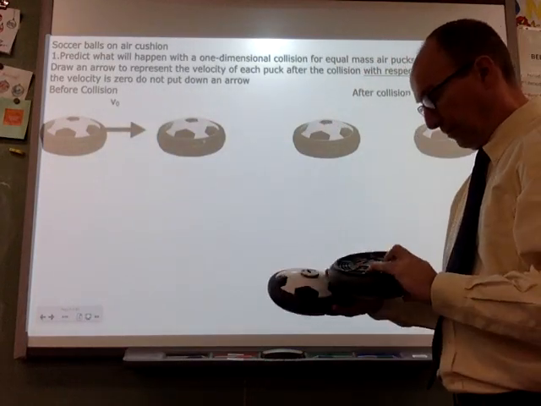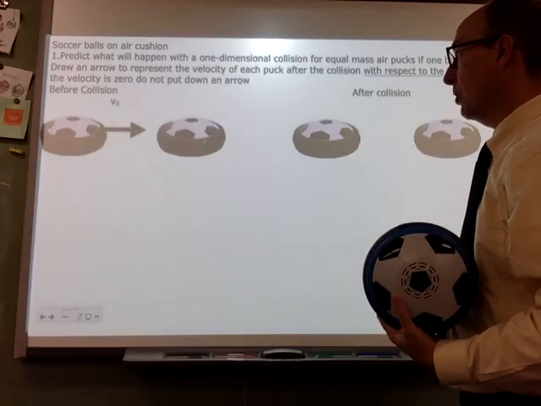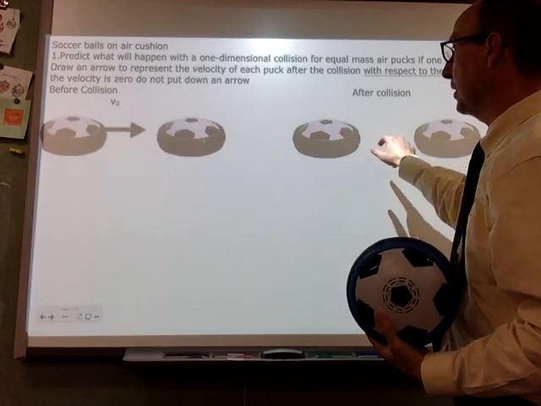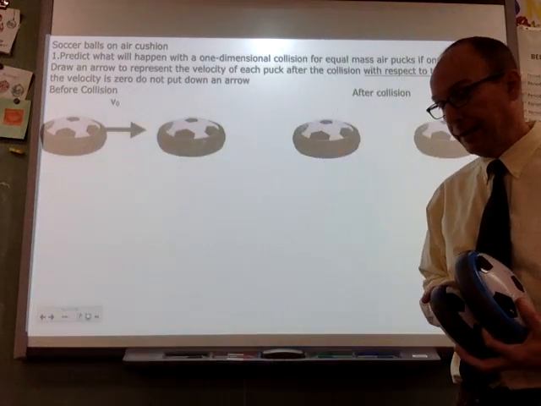Will the one stop and the other one goes? Will they both go with a small velocity? Will this one bounce back? You want to make a prediction based on that.